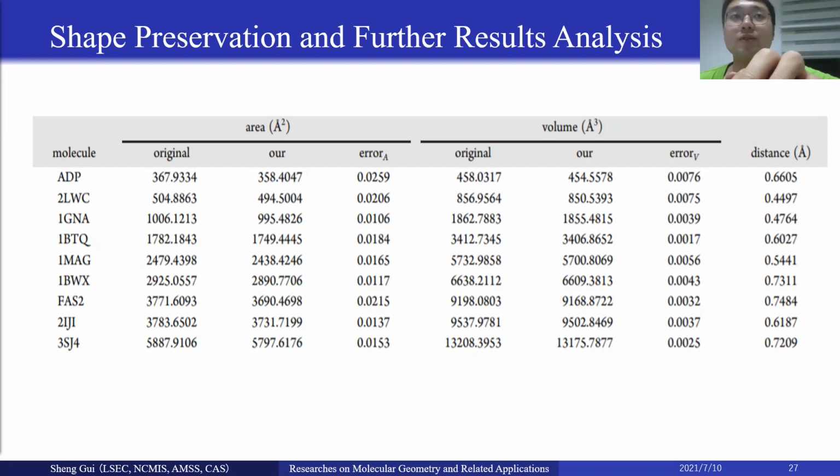The relative error of the area is about 10 to the power minus 2. The relative error of the volume is about 10 to the power minus 3. The relative error of the Hausdorff distance is about 10 to the power minus 1. So this result shows the sparse surface is close to the original surface.